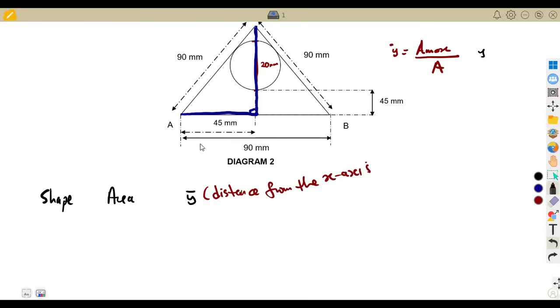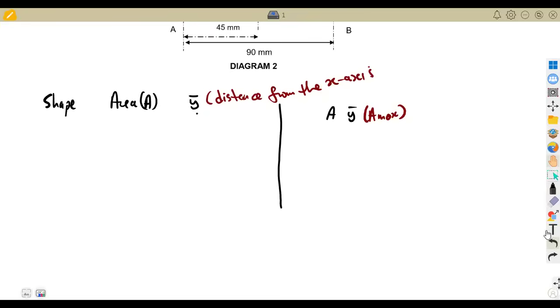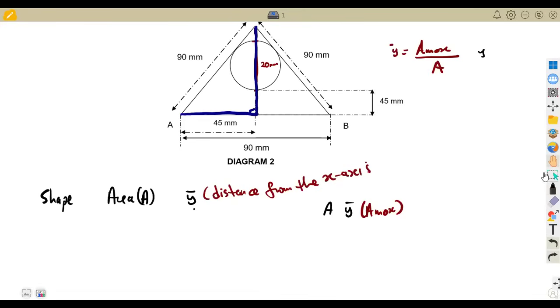And also, we are going to need the product of the area and what? And the distance from the X-axis, which is our centroid. So that's going to be the product, which represents what? The area moment about the X-axis. The sum of it. So you're going to need the sum of these values that we have here.